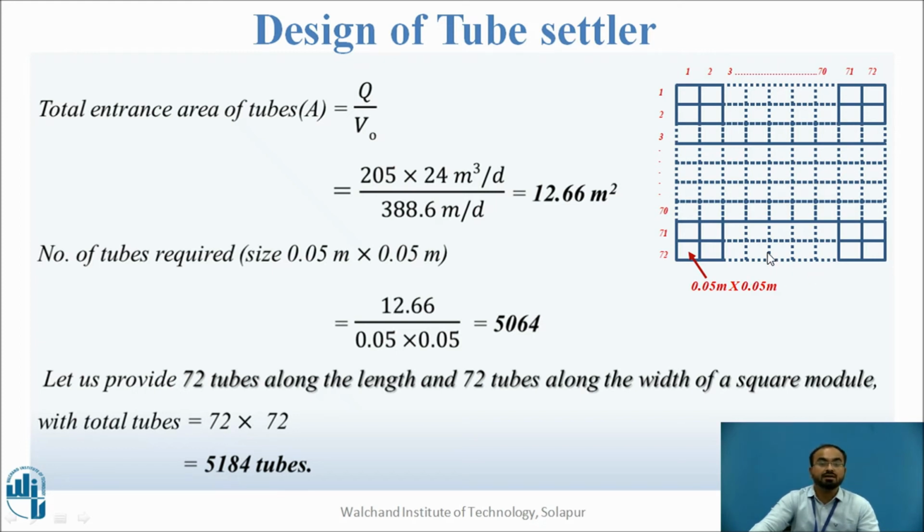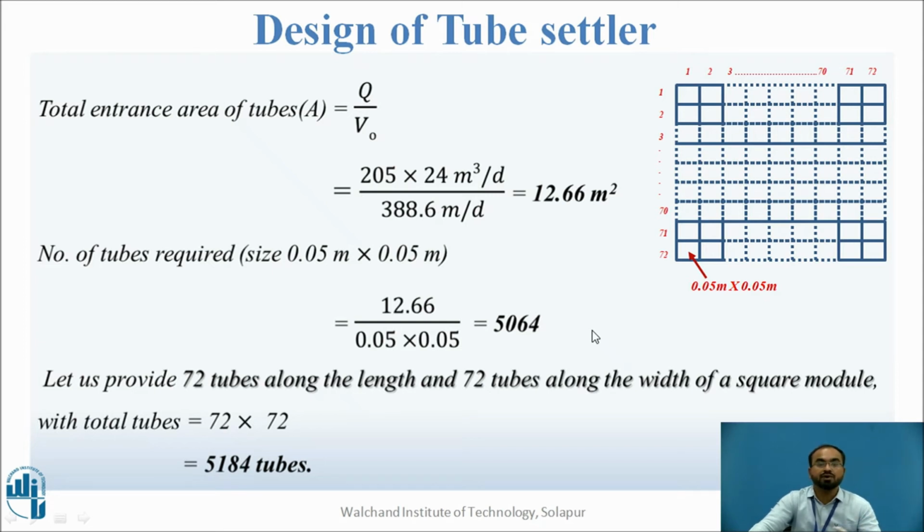Now how many tubes do we have to provide? We know the size of one tube and I know the total area of tubes. So I can calculate the number easily by dividing the total area by the area of one tube, that is 12.66 divided by 0.05 multiplied by 0.05, which is coming about 5064 tubes.